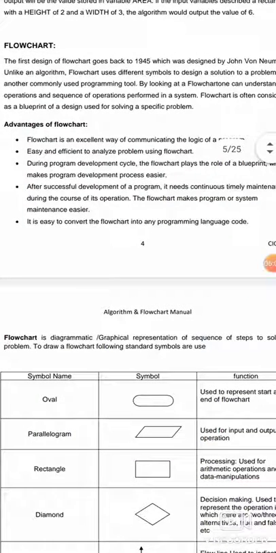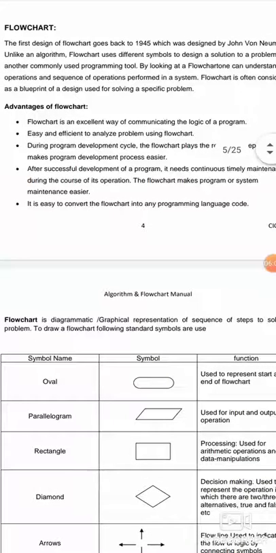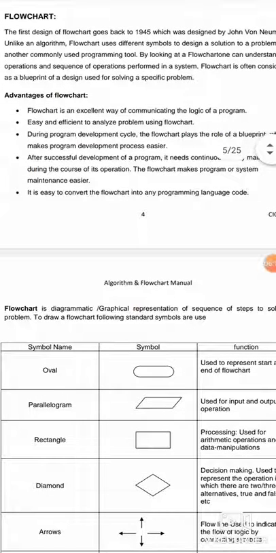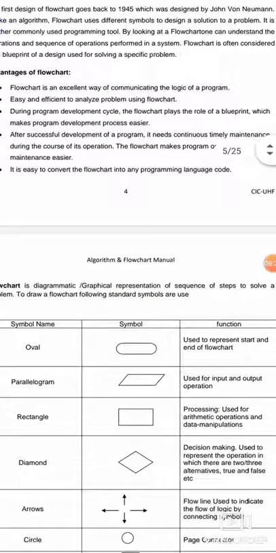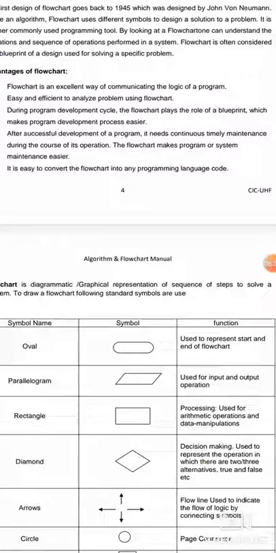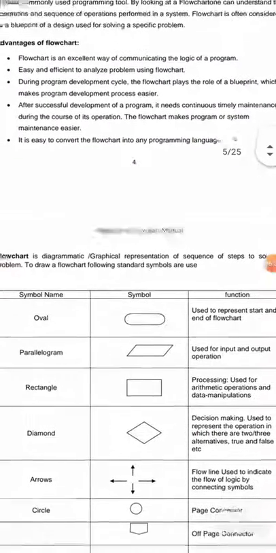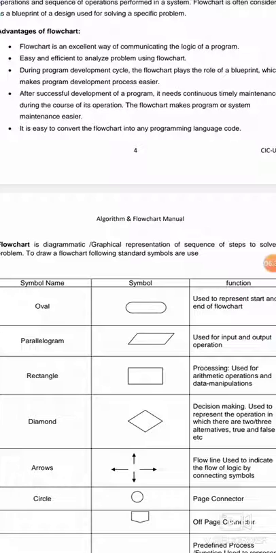Now let us go for the various symbols that we are going to use for writing this flowchart. Flowchart is always going to be called a diagrammatic representation. Each diagram will have a specific requirement, a specific operation or activity, and it is a representation of a sequence of steps to solve any sort of problem. First of all, we have to understand the various diagrams or symbols that we are going to use.